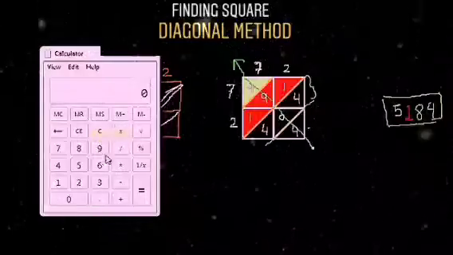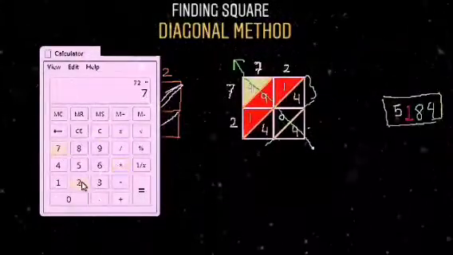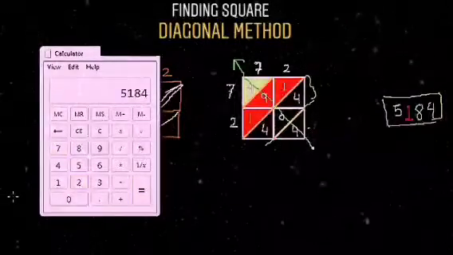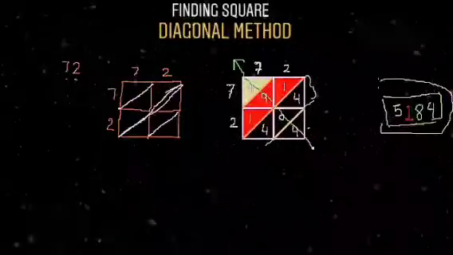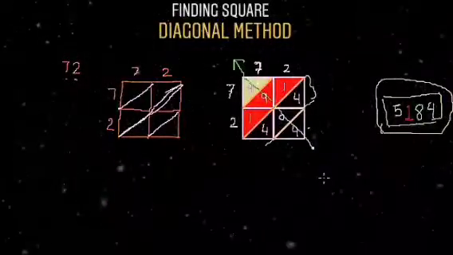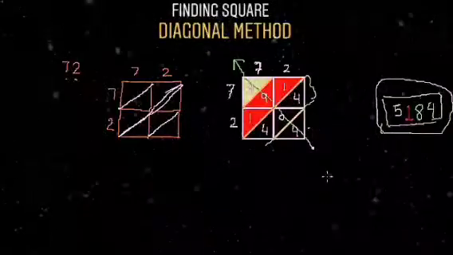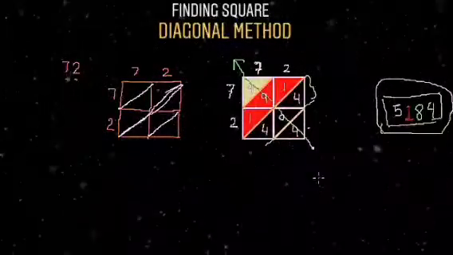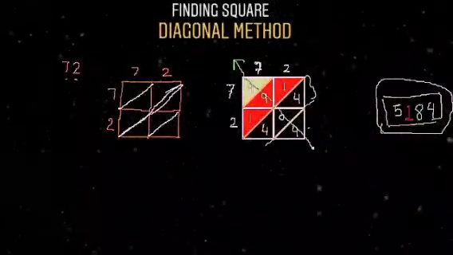This seems like a difficult or long process, but if you practice it properly, it will be very easy to do. As you can see, I have shown in the calculator also that 72 square is 5184. This is only for a number having two digits. So let's take one more example in which we find the square of a number having 3 digits.